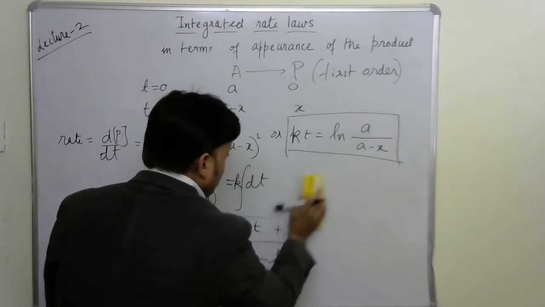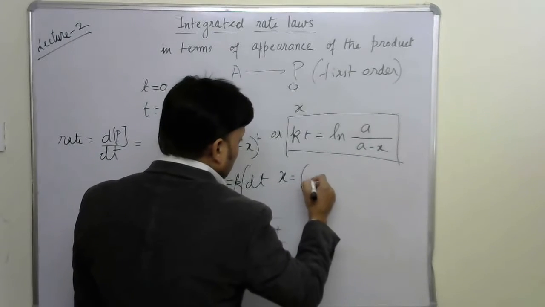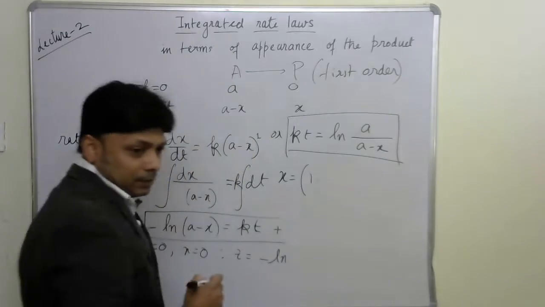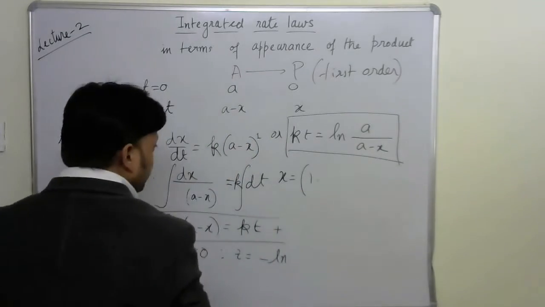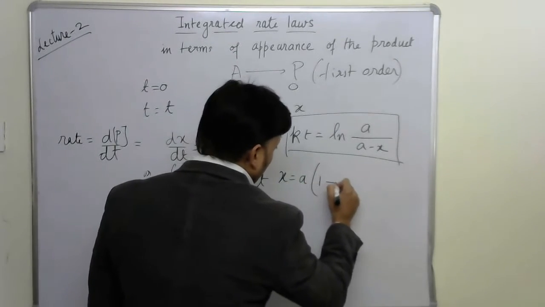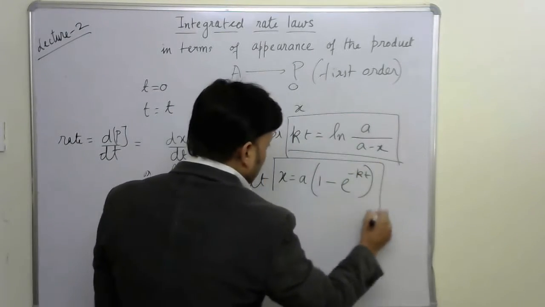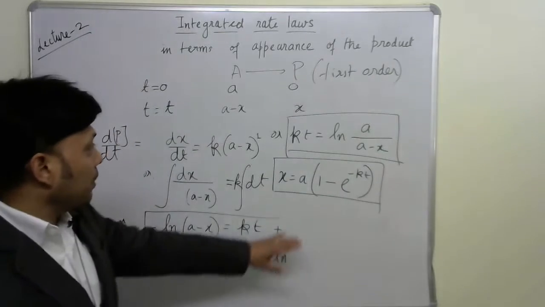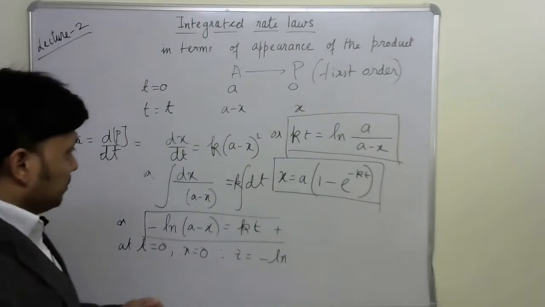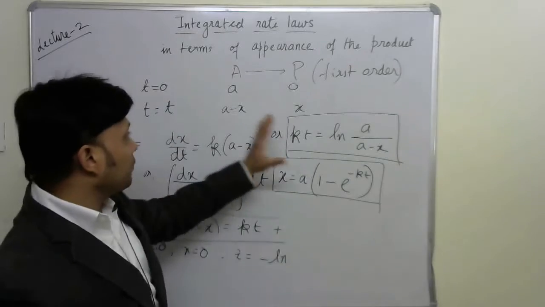So I'm going to clear this part, and you can write that X is equal to A multiplied by 1 minus e to the power minus kt. Okay, so that is an alternate form of the expression of the same thing. This is one of the most common ways to represent the first order reaction.